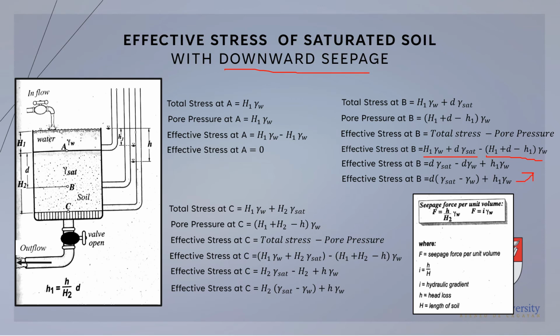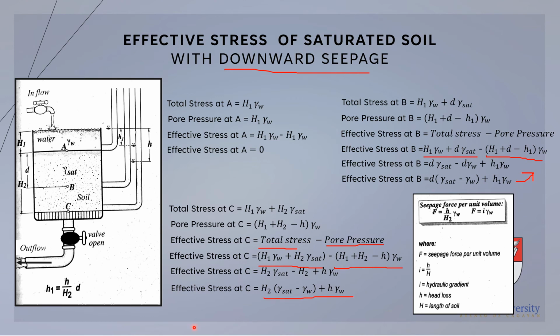So the total stress at point C is here. So that is going to be equal to H1 times the gamma water plus H2 times the gamma saturated for this layer. The pore water pressure at C is equal to H1 plus H2 minus H here, or that is the pressure head if we're going to insert a piezometer at point C, times the gamma water. So still, at point C, the effective stress is equal to total stress minus pore water pressures. If you're going to simplify now the equation which contains the total stress minus our pore water pressure, we will come up with this equation.